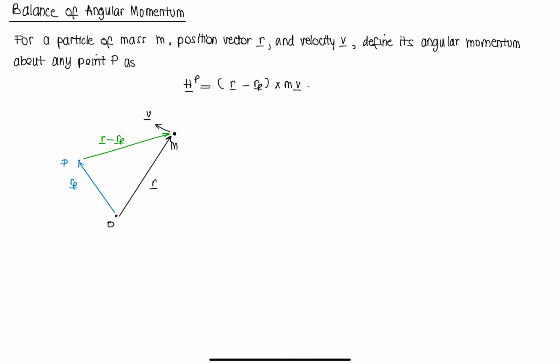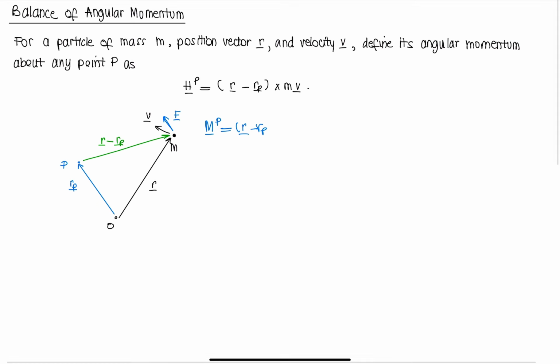And this setup should remind you of the moment of a force. So if I had a force F applied at the particle of mass m, the moment of the force F about point P would be equal to (r minus r_P) cross F. So really, basically, what the angular momentum is, or a better name for the angular momentum, is just the moment of the linear momentum, mv, which is G, the linear momentum.